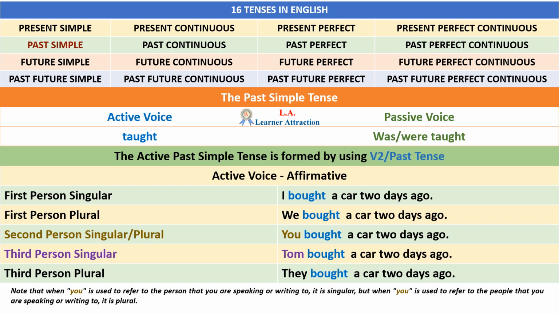Active voice, affirmative. First person singular, I bought a car 2 days ago. First person plural, we bought a car 2 days ago. Second person singular or plural, you bought a car 2 days ago. Third person singular, Tom bought a car 2 days ago. Third person plural, they bought a car 2 days ago.